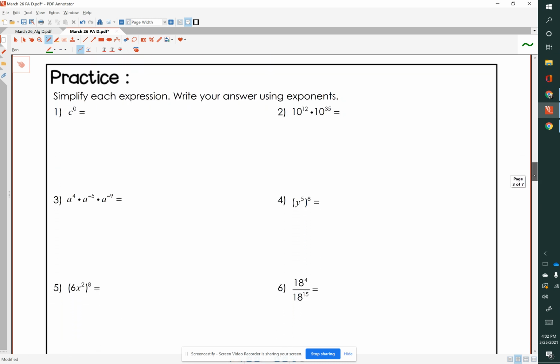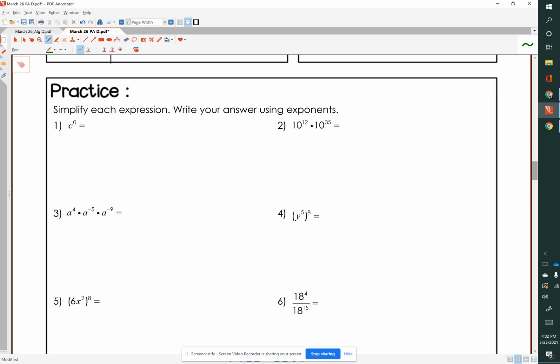So let's do some practice. We're going to simplify each expression and write our answer using exponents. Well, we just said anything raised to the 0 power equals 1. So that's it. Now, number 2, we're multiplying 2 exponential terms. That means we add the exponents. So that would be 12 plus 35, and 12 plus 35 is 47. So it would be 10 to the 47th power, a very big number.